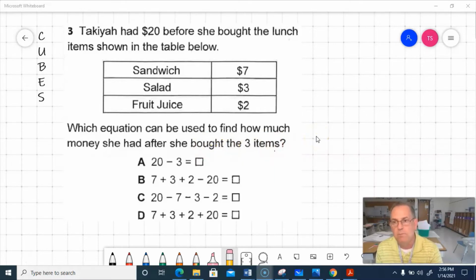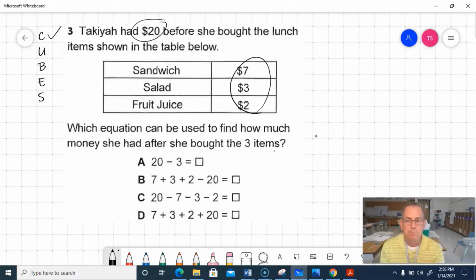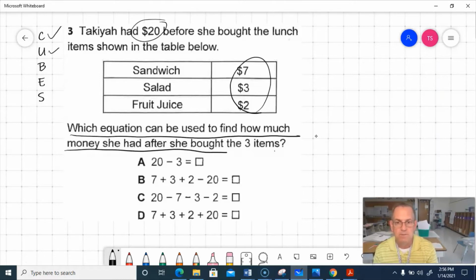So I'm going to cube this like I do most of my problems. I'm going to circle the important information. She started with $20 and she bought these 3 items. And those are the prices. I'm going to underline the question. It says, which equation can be used to find how much money she had left after she bought the 3 items? I'll box in some operational clues. I'd say after she bought, you buy something, you don't have that money anymore. So it sounds like I'm going to subtract the sandwich, salad, and fruit juice amounts from the $20.